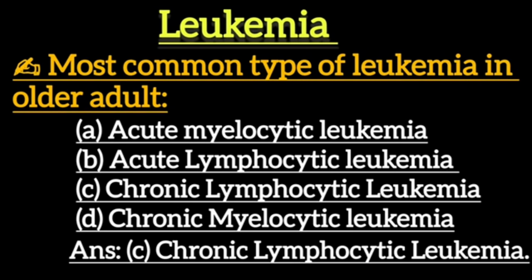Next one is, most common type of leukemia in older adult. Option A, acute myelocytic leukemia. Option B, acute lymphocytic leukemia. Option C, chronic lymphocytic leukemia. Option D, chronic myelocytic leukemia. Correct answer is option C, chronic lymphocytic leukemia.